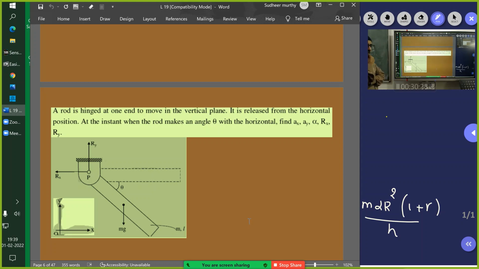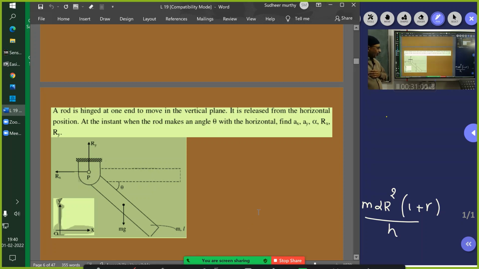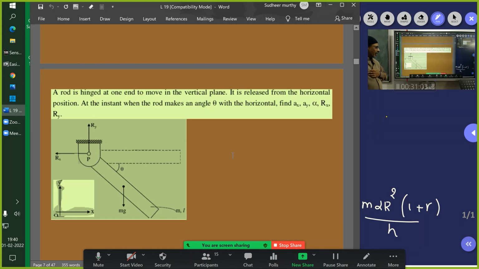Don't look at my face, look at the board. Tau bar, the unbalanced torque about the hinge point, will be equal to I bar about the hinge into alpha. Can somebody tell me the answer? Come on. I can understand what you are telling, but I want some pinpoint answer. Look at this diagram and tell me what is alpha. I wanted you to tell me in steps. See, what I wanted you to tell is that there is alpha.